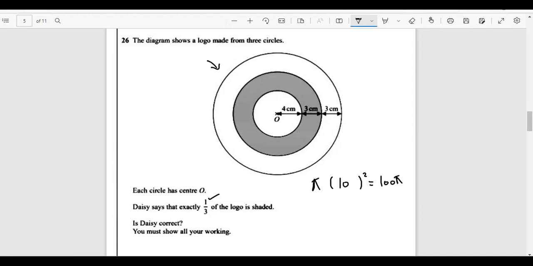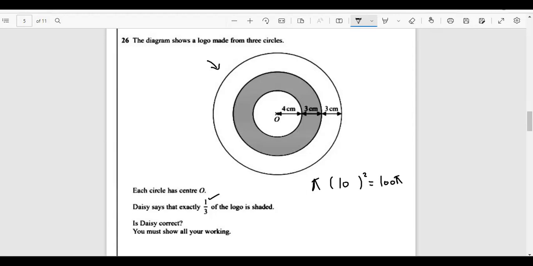Shaded is... She's correct. Are you sure? Yes. What are you getting? You do pi times 10 squared to get the whole circle's area, which is 100 pi. And then you do pi times 4 squared equals 16 pi, so that's the inner one. You do pi times 7 squared minus 16 pi, which equals 33 pi, which is the shaded.